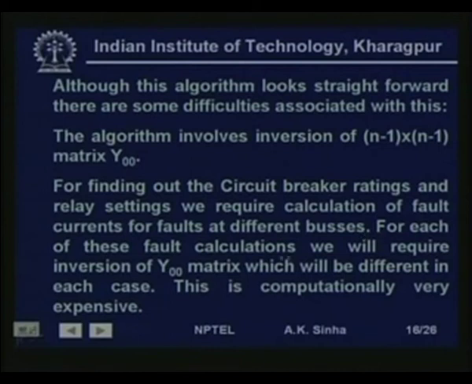For each of these fault calculations, we will require inversion of the Y 0 0 matrix, which will be different in each case. This is computationally very expensive, and this is the main reason why the Y bus based algorithm for fault analysis is not much preferred. Instead, we prefer the Z bus based algorithm, and we will see how this Z bus based algorithm works.